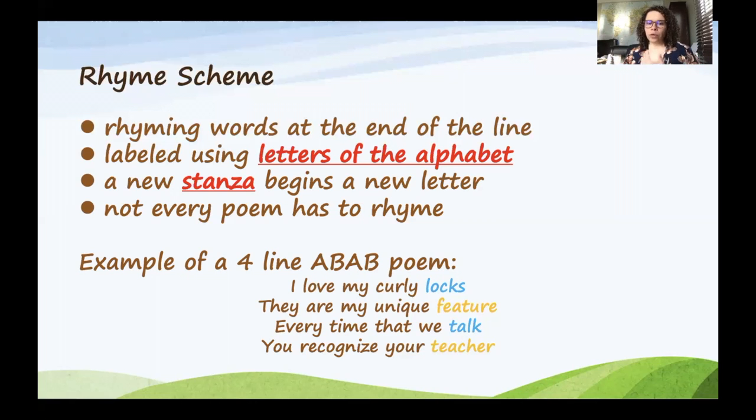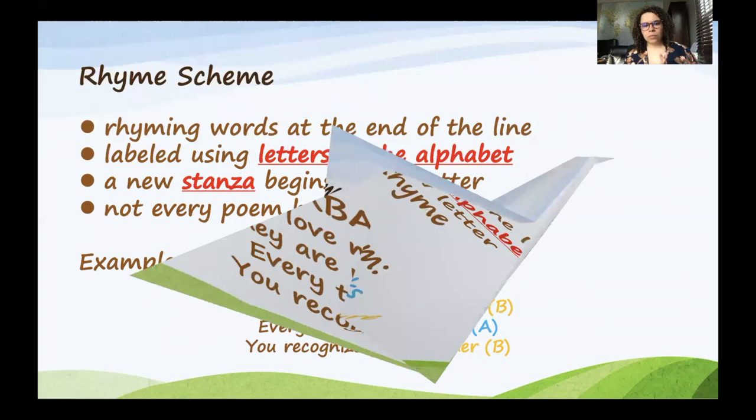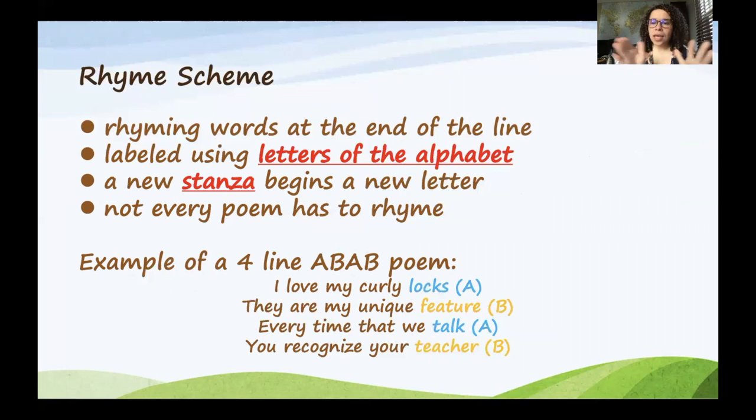So if I were going through, I would look: locks, A; feature, B; talk, that rhymes with locks, I'm going to write an A next to it. Teacher, that rhymes with feature, I'm going to write a B next to it. If I were to continue, and here it is written out, if I were to continue my ABAB poem, my next stanza would not have to rhyme with locks. I can start a brand new rhyme. I love my curly hair. And then my third line would have to rhyme with hair.